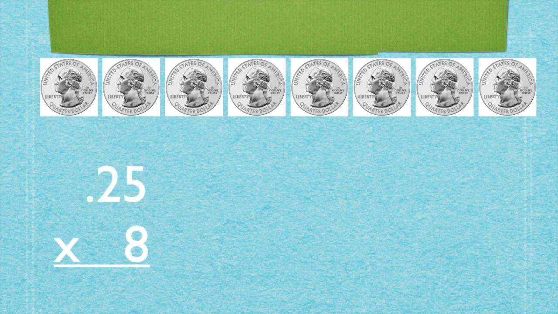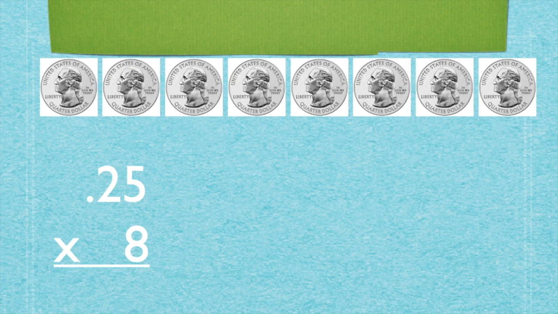Now, I'm going to give you some quarters, and you're going to count them. How many quarters do you see? Okay, there's 8 quarters here. What would that math problem look like in the standard algorithm? It looks like this. Okay, so let's start again before you get your piece of paper and do it by yourself. Okay, so here we go.